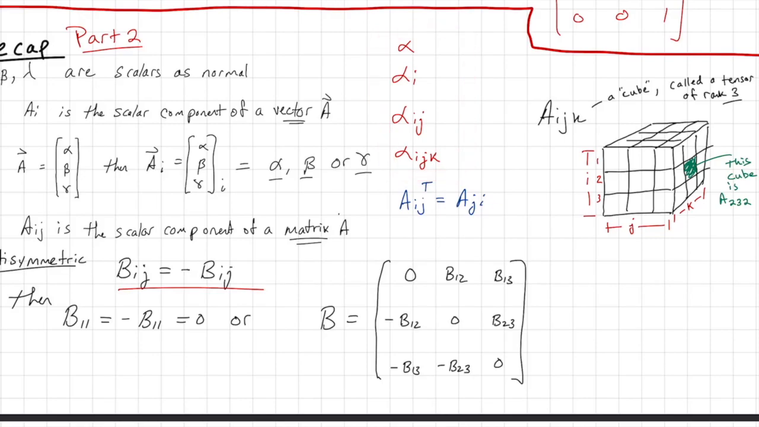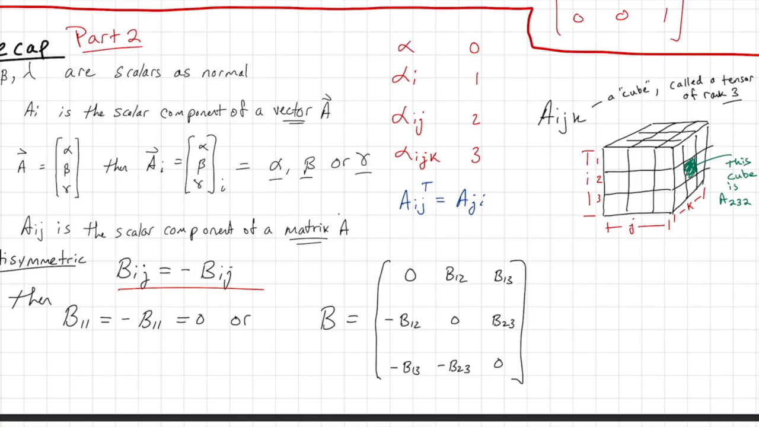What we say is that alpha is a tensor of rank 0, this is a tensor of rank 1, tensor of rank 2, tensor of rank 3. That just means how many indices does it have, okay? So what we can say is that all matrices are tensors, but not all tensors are matrices. Hopefully that helps a little bit.